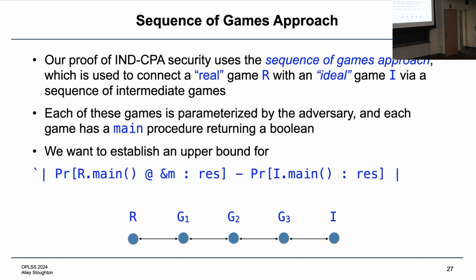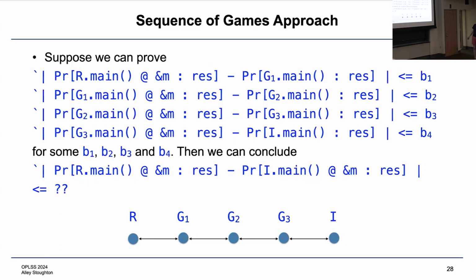For the sequence of games approach, I'm not familiar with this. Do we think of each edge like a reduction? Well, I'll explain. So these are intermediate games. And then what we can do is this kind of thing. From R to G1, suppose the upper bound is B1. And then we go from G1 to G2 and G2 to G3 and G3 eventually to the ideal game. You have all these bounds. Then going all the way from real to ideal, the bound is going to be, what do we do to these things? Yeah, we sum them, fortunately, like that.